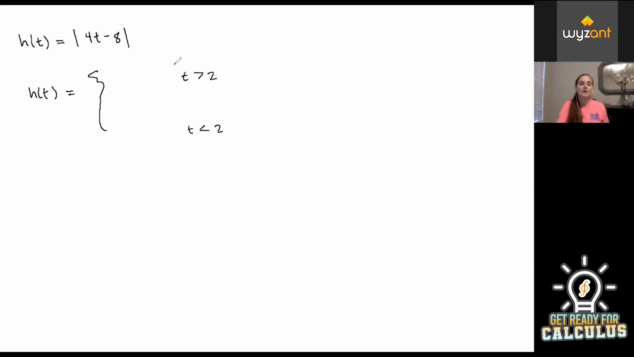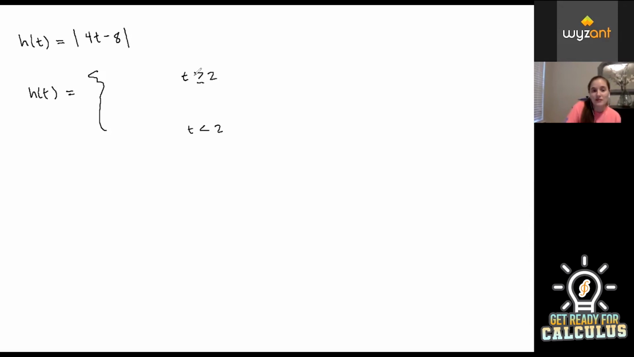For limits, when you have absolute values, you're going to want to make your own piecewise function. So let's say that we had a function of 4t minus 8, the absolute value of that. So my first step would be to think about it in terms of piecewise. The breaking point for this absolute value is t is 2. So I want to think about when t is greater than 2 or when t is less than 2. And one of them can be equal. It doesn't really matter which one, but we know this is a continuous function.